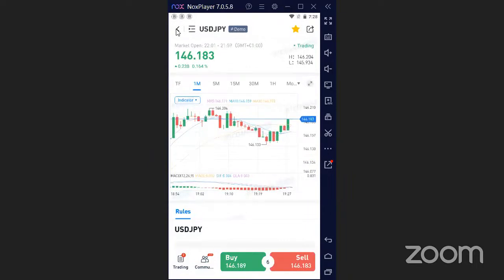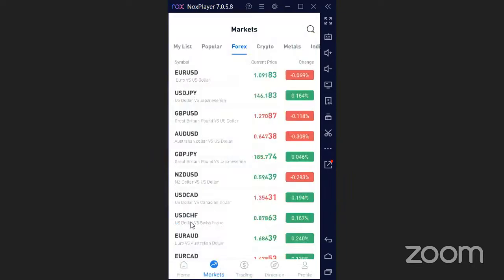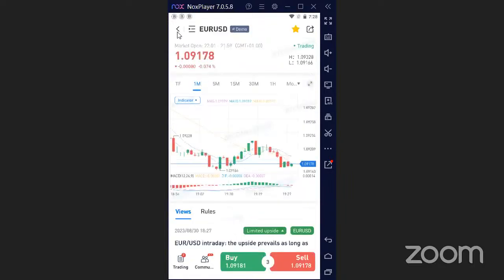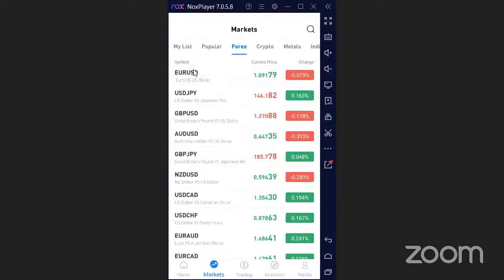If you don't have a demo account, you can just come to your front page like this. What I did was I just clicked back. There was a back button here and I clicked it. Let me go back, maybe you didn't see when I clicked it. I just want to make sure that we are familiar with the platform so that by tomorrow we will not be complaining that we don't know how to place a trade.